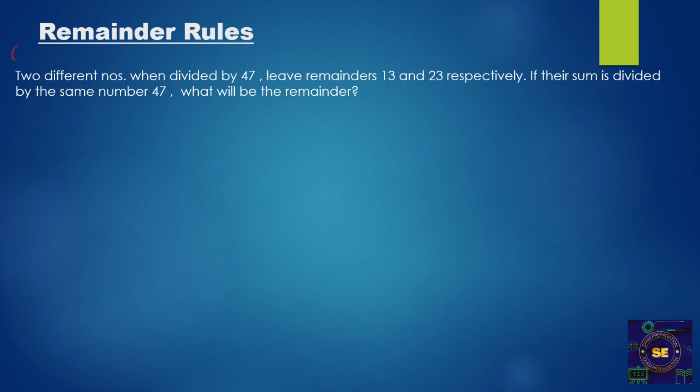Let's see the question. The question says: two different numbers when divided by 47 leave remainders 13 and 23 respectively. If their sum is divided by the same number 47, what will be the remainder?